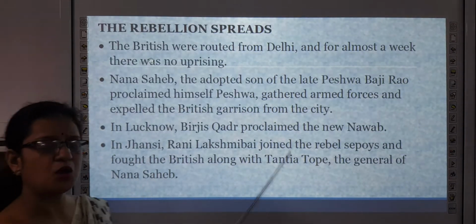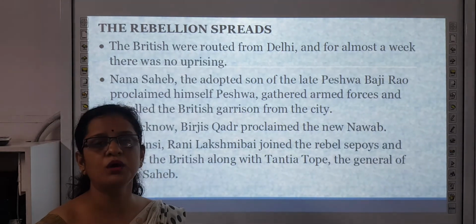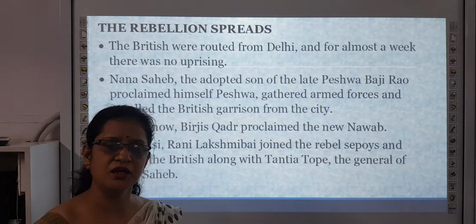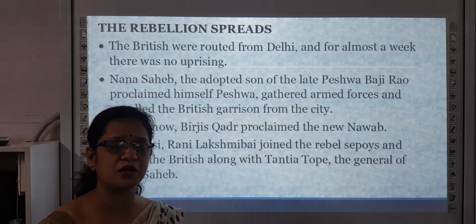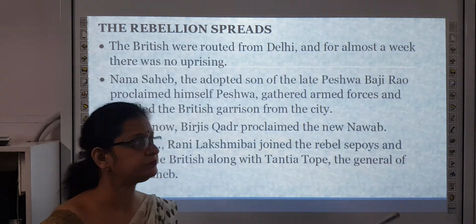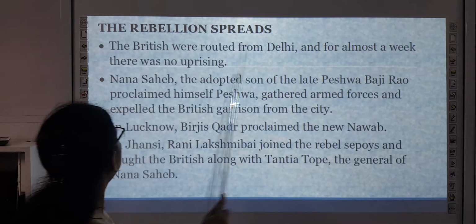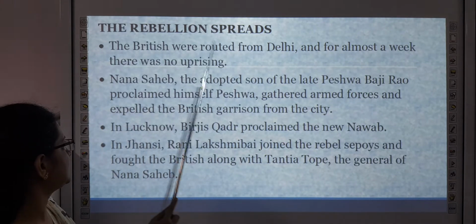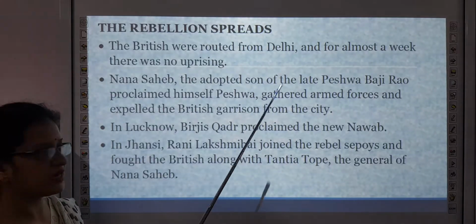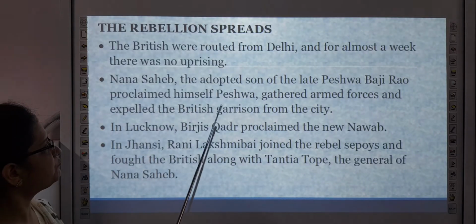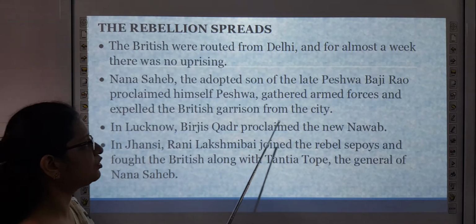The rebellion spread. Now it spread over all the northern part, including the nodal points Lucknow, Meerut, Kanpur and Delhi. From different sections of society, even the zamindars, all started coming and joined together. The British were routed from Delhi, and for almost a week there was no uprising. Nana Sahib, as I have told you in the beginning, the adopted son of Bajirao Peshwa, proclaimed himself Peshwa, gathered armed forces and expelled the British garrison from the city.